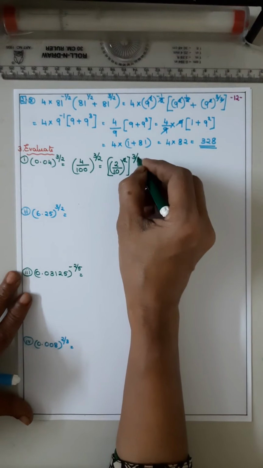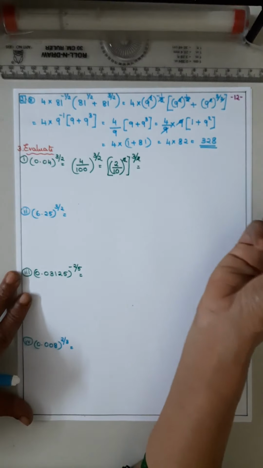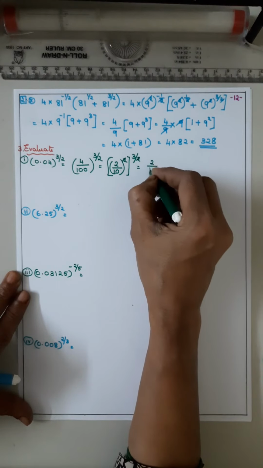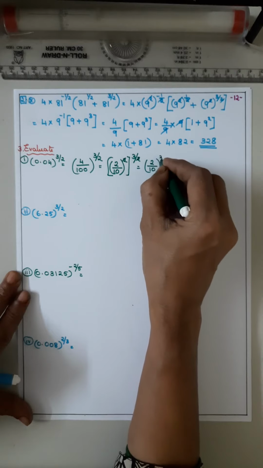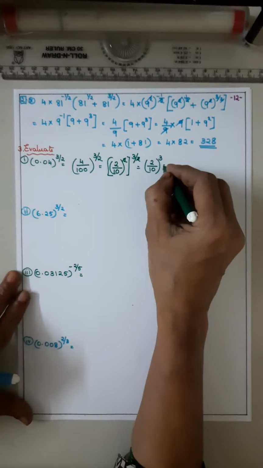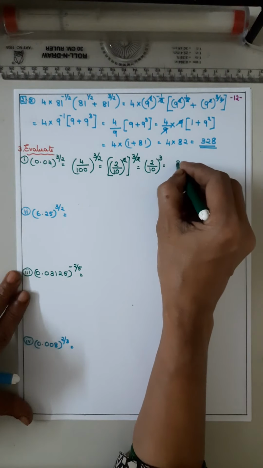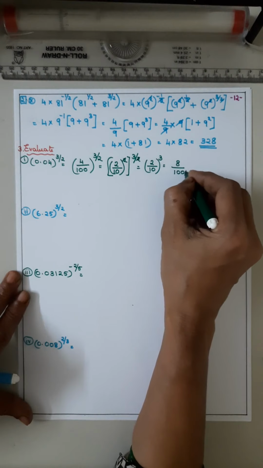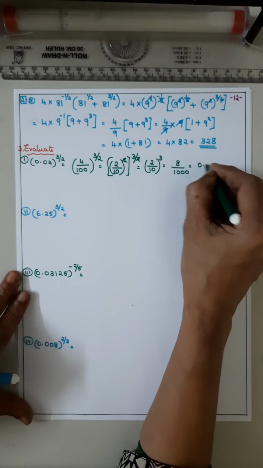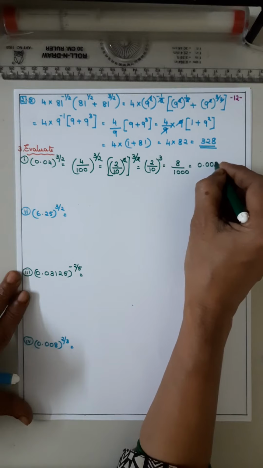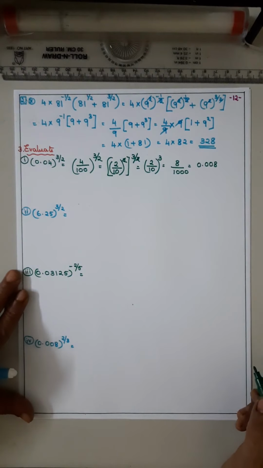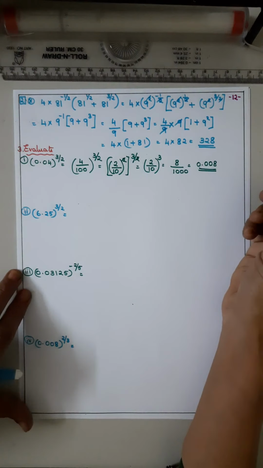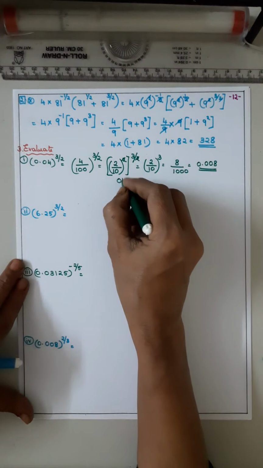Now this 2 and 2 gets cancelled. Is it clear? Now it becomes 2 by 10 the whole power 3. That means 2 cube is 8 upon 10 cube is 1000. That means 0.008. 3 zeros, 3 decimals. So answer is 0.008.